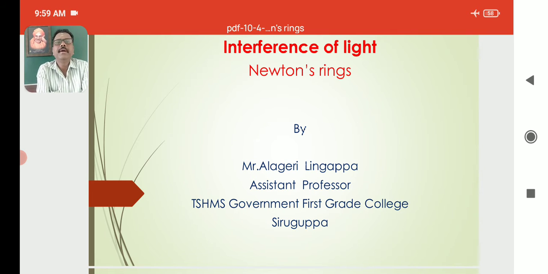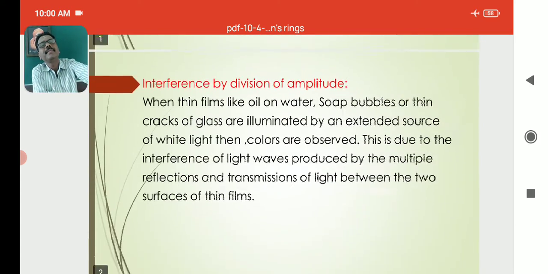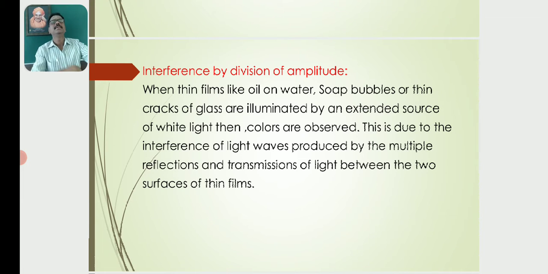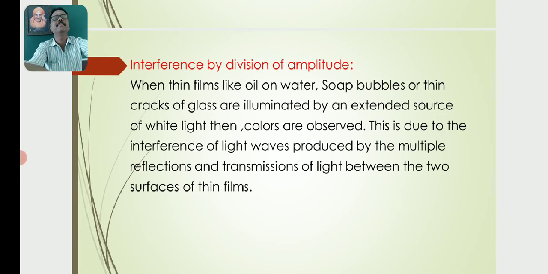So today we have discussed the phenomenon of interference of light, the so-called Newton's rings. How the Newton's rings are obtained, what the experimental arrangement is, and what the theoretical treatment is for this interference of light. So, interference by division of amplitude.